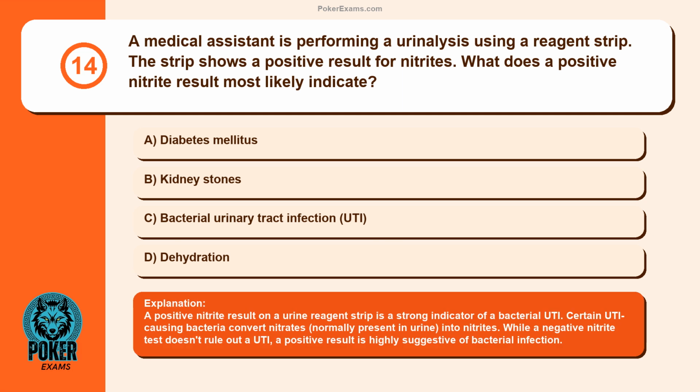A positive nitrite result on a urine reagent strip is a strong indicator of a bacterial UTI. Certain UTI-causing bacteria convert nitrates, normally present in urine, into nitrites. While a negative nitrite test doesn't rule out a UTI, a positive result is highly suggestive of bacterial infection.